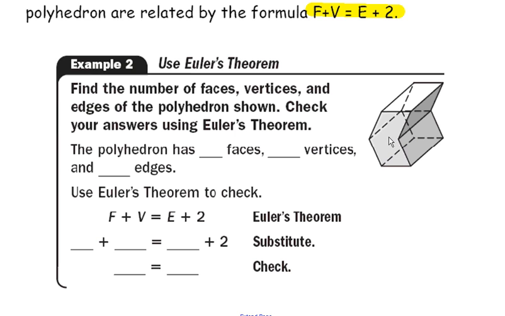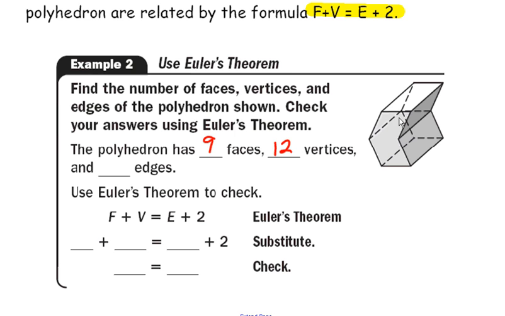So let's talk faces. Well, there's one face here in the front. There happen to be two in the back, so that's 3. And then if we go around, 4, 5, 6, 7, 8, 9. So my figure here has 9 faces. If I count vertices, I've got 1, 2, 3, 4, 5, 6, and then in the back, 7, 8, 9, 10, 11, 12.